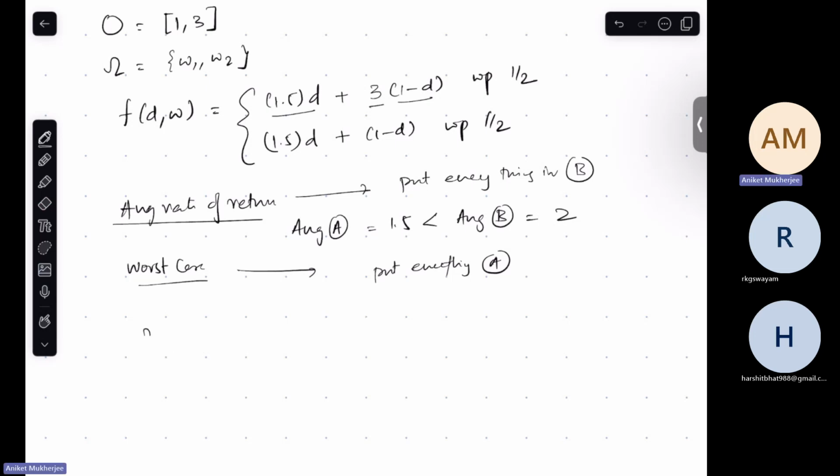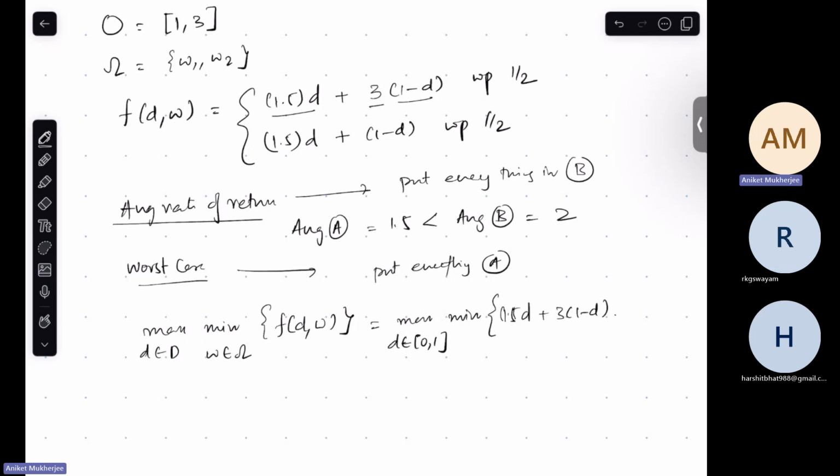In the worst case, basically what you're doing is you're maximizing D belongs to D and minimizing omega belongs to omega, F d omega, right? This is what is your worst case. So you're maximizing D belongs to 0, comma 1. And now you're minimizing over two outcomes. You have two outcomes. One is 1.5 D plus 3 into 1 minus D, or 1.5 plus 1 minus D. So out of these two, which is minimum?